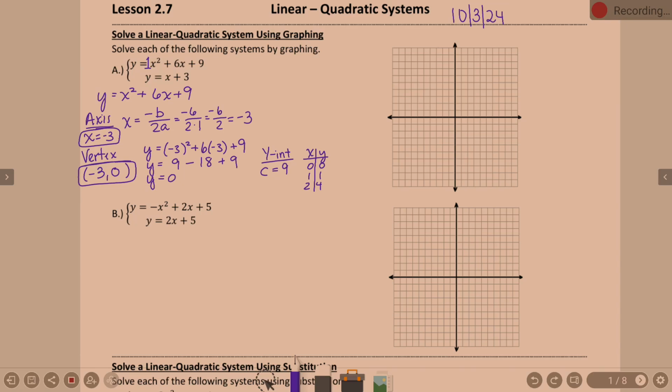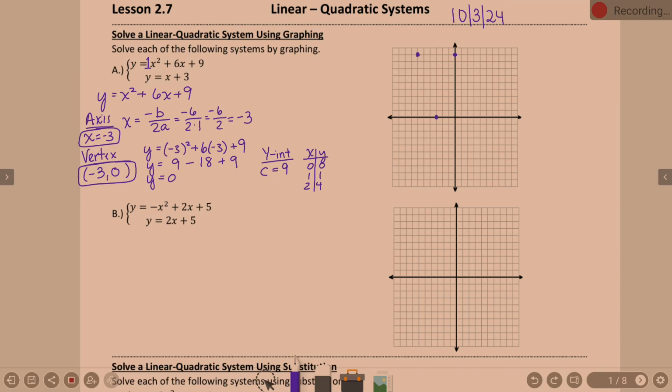What's my vertex? -3, 0. Now, officially, we could look at the y-intercept is 9, and where is 9? All the way up there. Up 9. Now, think about this. My axis of symmetry is here at -3. This point is up at 9, but it's to the right 3. Where's an equivalent point? So left 3. To the left 3.